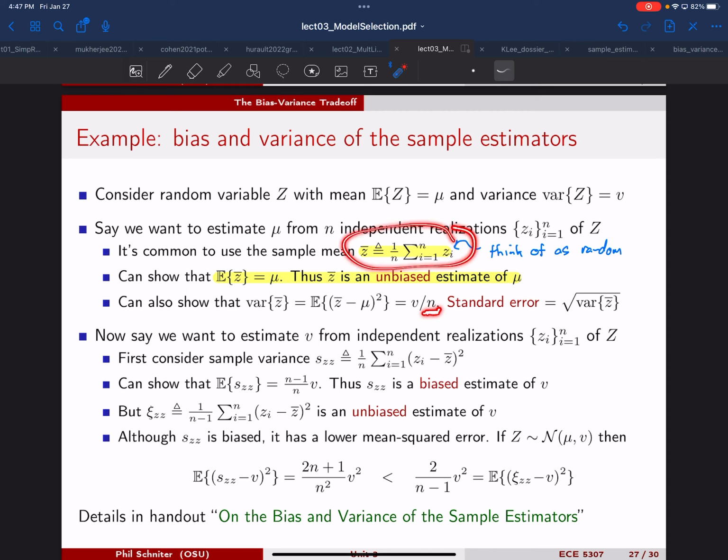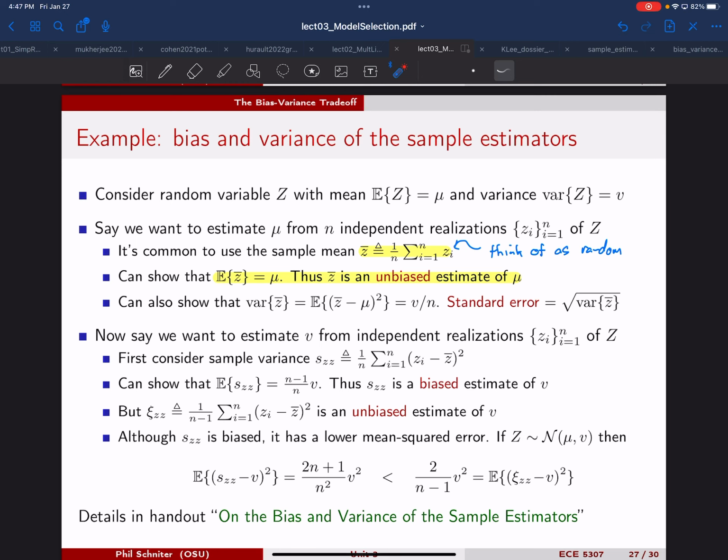Do we want a few samples or a lot, or does it matter? More samples, right? If I could take an infinite number of samples, I could reduce my variance all the way to 0, at which point my mean is matching, my variance is 0. I have a perfect estimate, right? Perfect estimate.